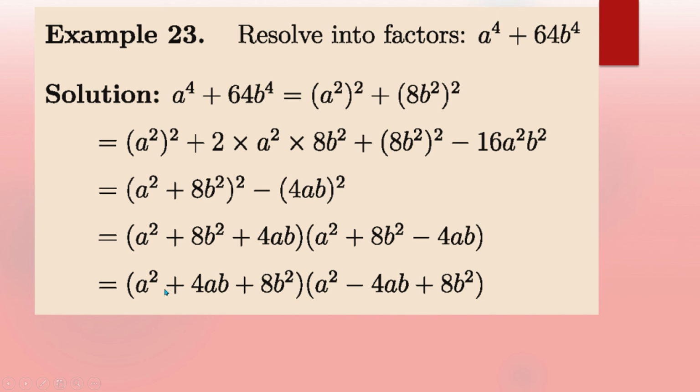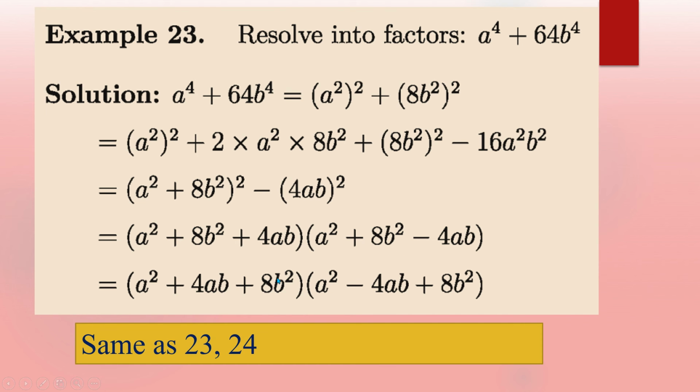Now write in arrangement: a square plus 4ab plus 8b square, and in a similar way we can write here a square minus 4ab plus 8b square. This is the required answer. Clear, students? Follow this. You can easily solve in your book 23 and 24. Okay.